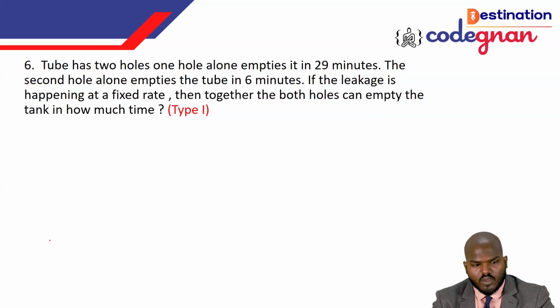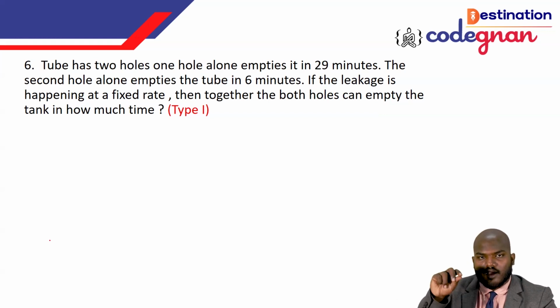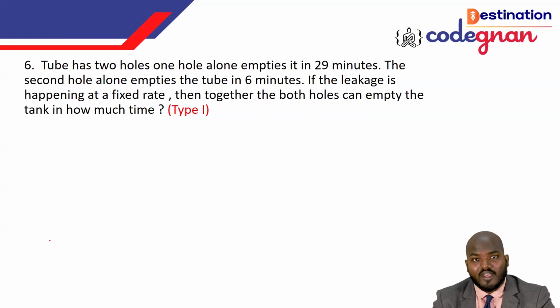The tube has two holes. One hole alone empties it in 29 minutes. The tube is having two holes. One hole alone empties the air, something like air you can consider. Like a puncture that has happened; if a puncture happens, we paste it and put water over it, and we just want to identify the same thing.